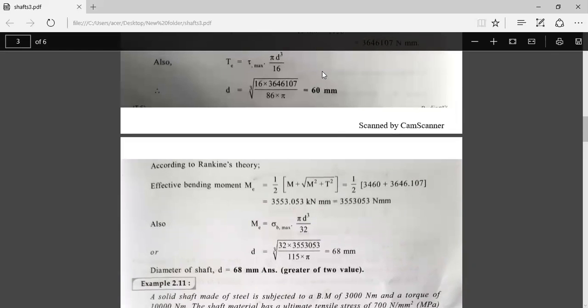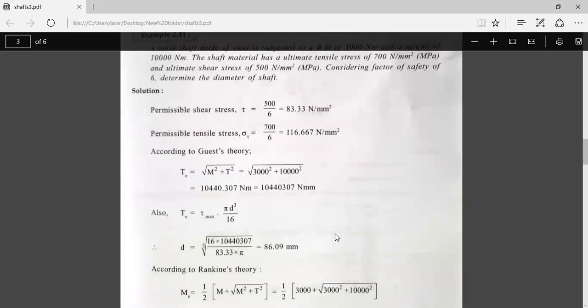Which of these two is bigger, 60 or 68? 68. So, we are going to take the 68 mm value, right?